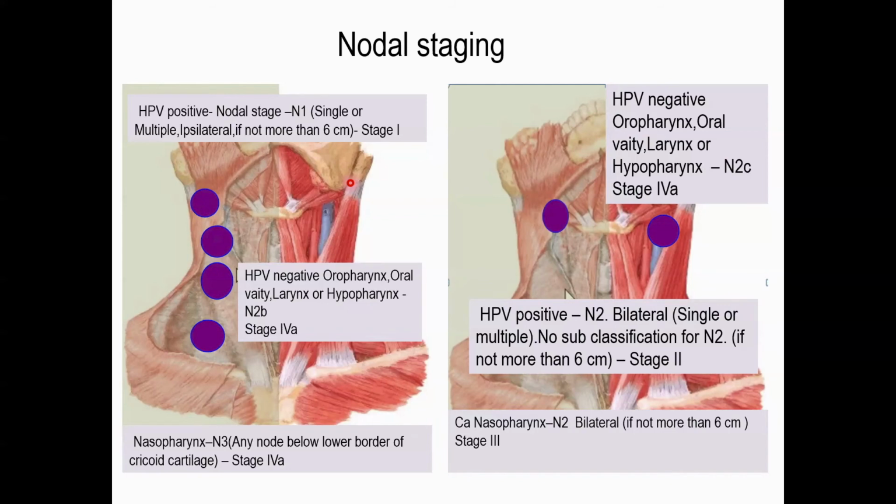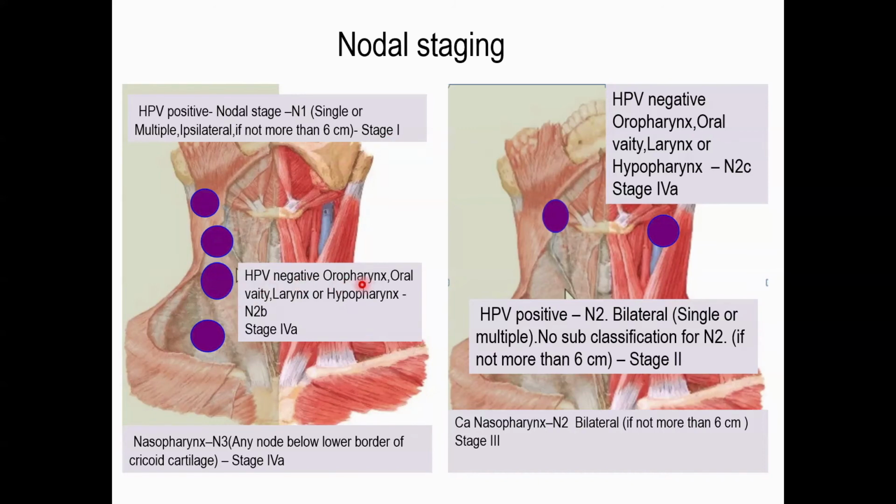Suppose you have two nodes, 1B and level 2, it becomes N2 disease, N2B, and it becomes a stage 4 disease. If you have multiple nodes on one side, and even if the node is below the caudal edge of the cricoid cartilage, in HPV positive oropharynx it is only N1. And if it is only a T1 or a T2, it becomes a stage 1 disease. So that is the difference between staging of HPV positive oropharynx and the others.